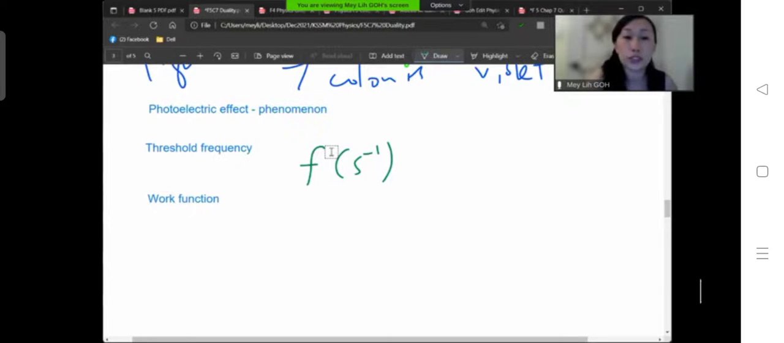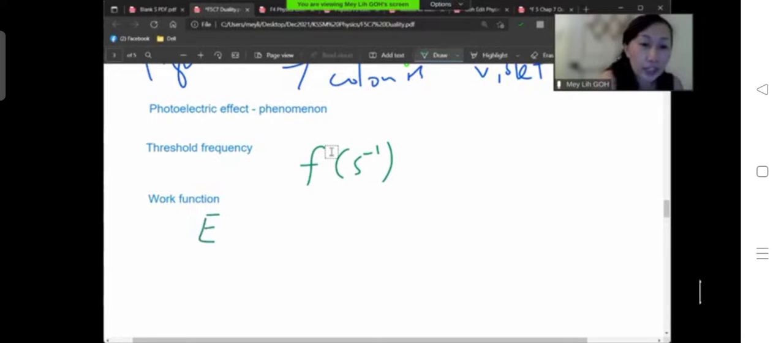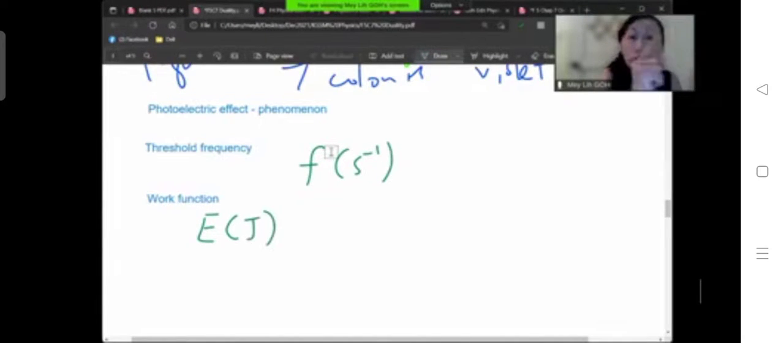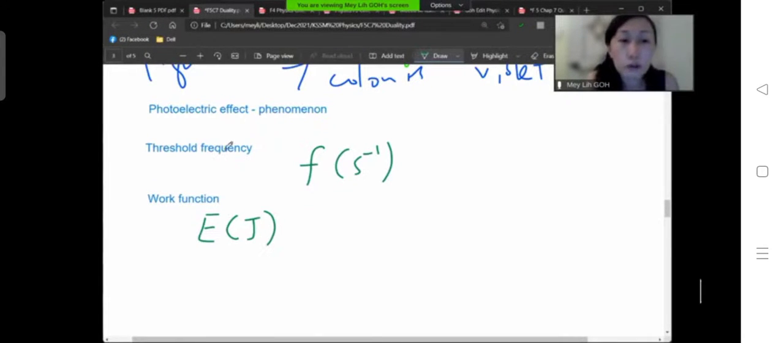Threshold frequency is the frequency needed for photoelectric effect to take place. Work function is the energy needed for photoelectric effect to take place. I repeat, threshold frequency is the frequency needed for photoelectric effect to take place. So, as you see on my screen, it is a certain frequency we need so that the electron can escape from the metal surface when it gets struck by the light energy.